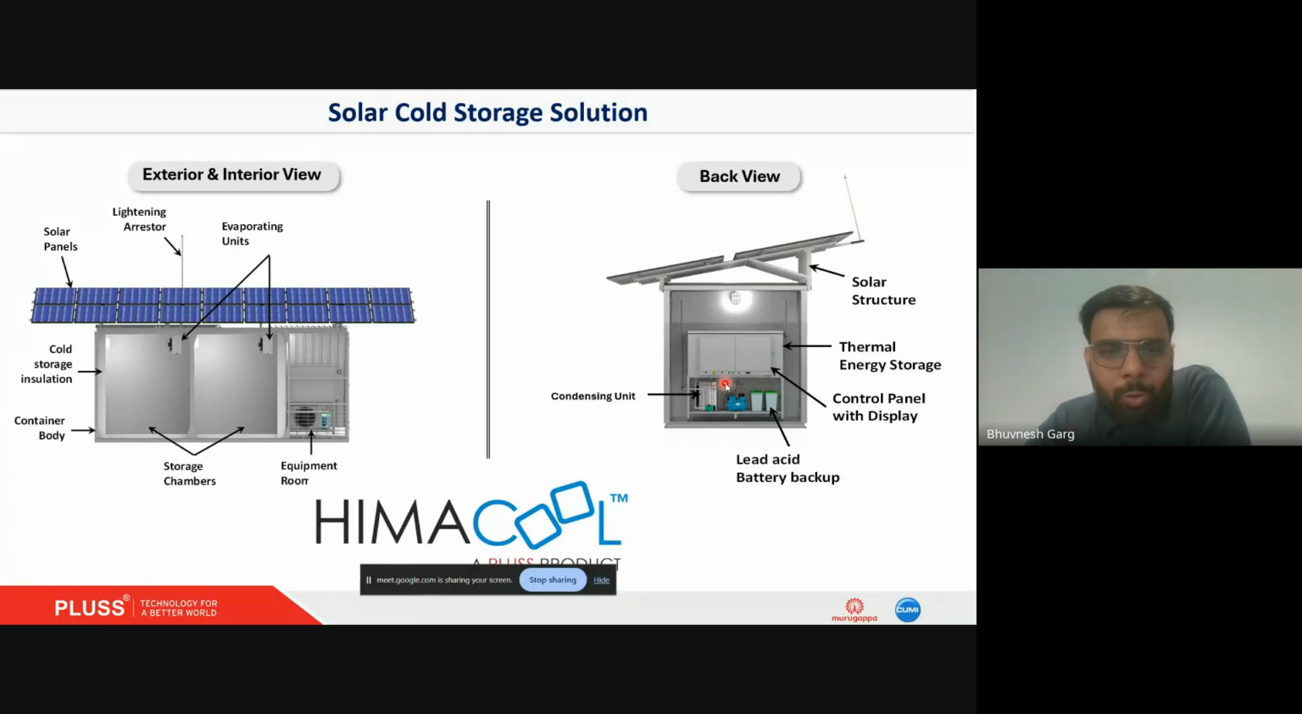What do you want to maintain? Like what temperatures you are able to maintain inside the cold room, and these temperature set points and different temperature sensors which are inside your cold storage.